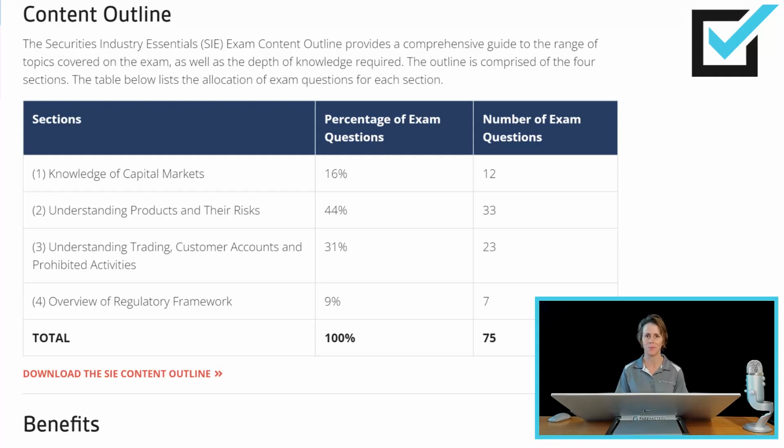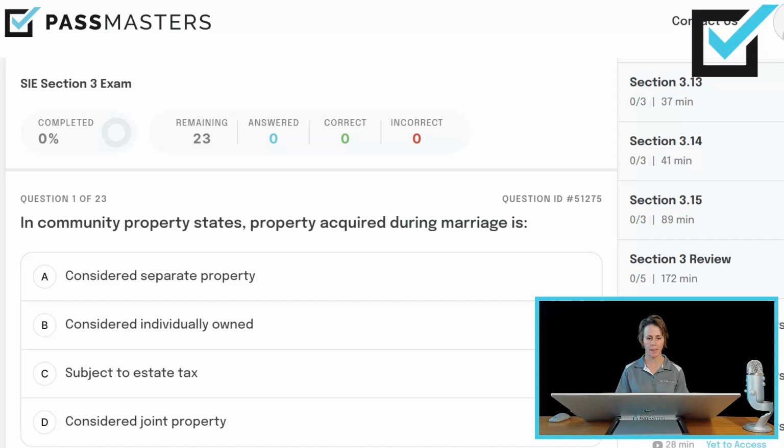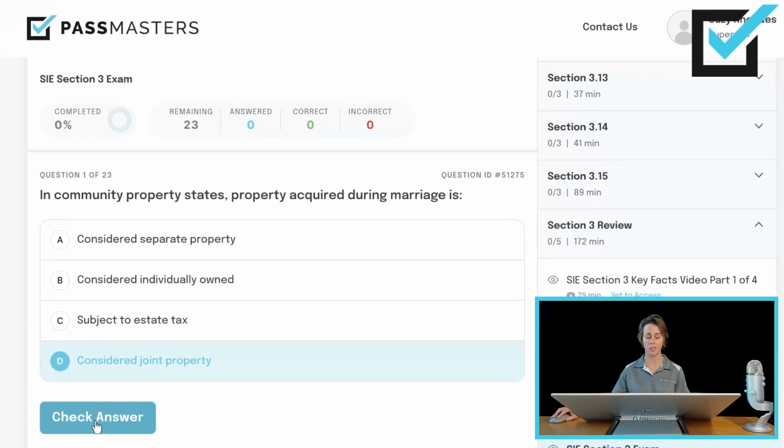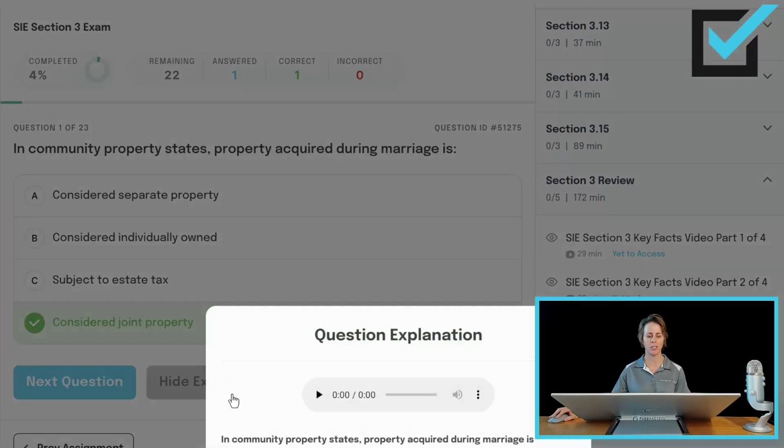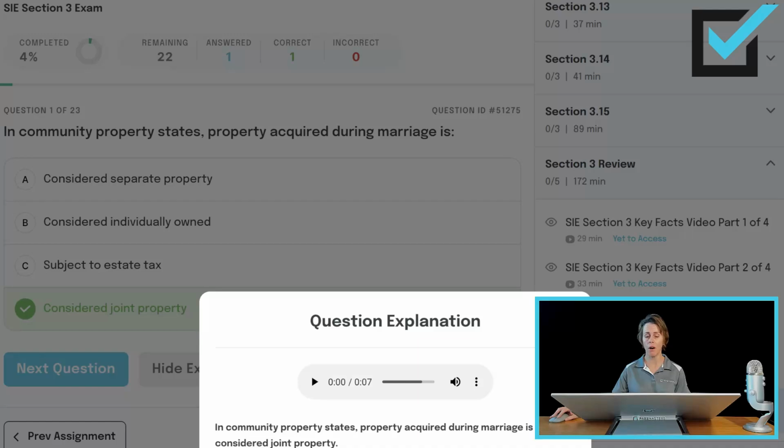Let's check it out. In community property states, property acquired during marriage is considered separate property, considered individually owned, subject to estate tax, or considered joint property. You're going to choose which you believe is the correct answer. Consider joint property. Click check answer. You know you got it right if you get that green check mark. You can click show explanation and you can read the rationale, and you can also listen. All of our questions have audio explanations for my auditory learners.